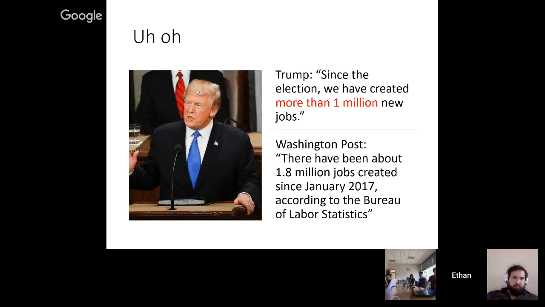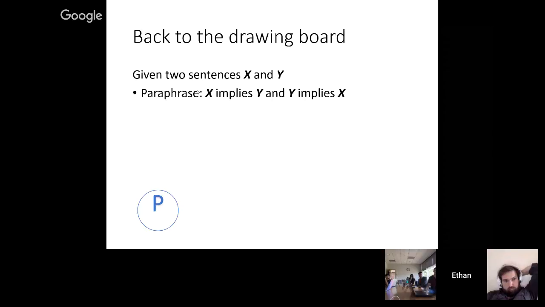Additionally, if he had said we created more than 1 million new jobs, then this is still a relevant fact check. But now this is very much not a paraphrase, right? If I say we've created more than 1 million new jobs and ask you, have we created 1.8 million? You wouldn't know. It could be 1.8, but it could be 2.4. It could be 3.6. So we went back to the drawing board. This was like 5 weeks into the summer, so it took us half the summer to realize this, but also we had half the summer left, so it could have been worse.